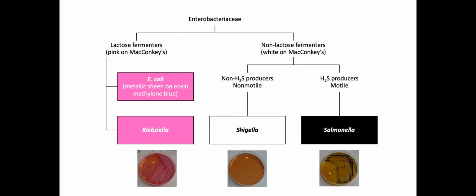So let's look at the different types. Our lactose fermenters, remember that's pink on MacConkey's, are going to be our E. coli and Klebsiella, where our non-lactose fermenters, white on MacConkey's, are going to be our Shigella and Salmonella. So remember, Salmonella is going to be black and it is motile, where our Shigella is not motile.